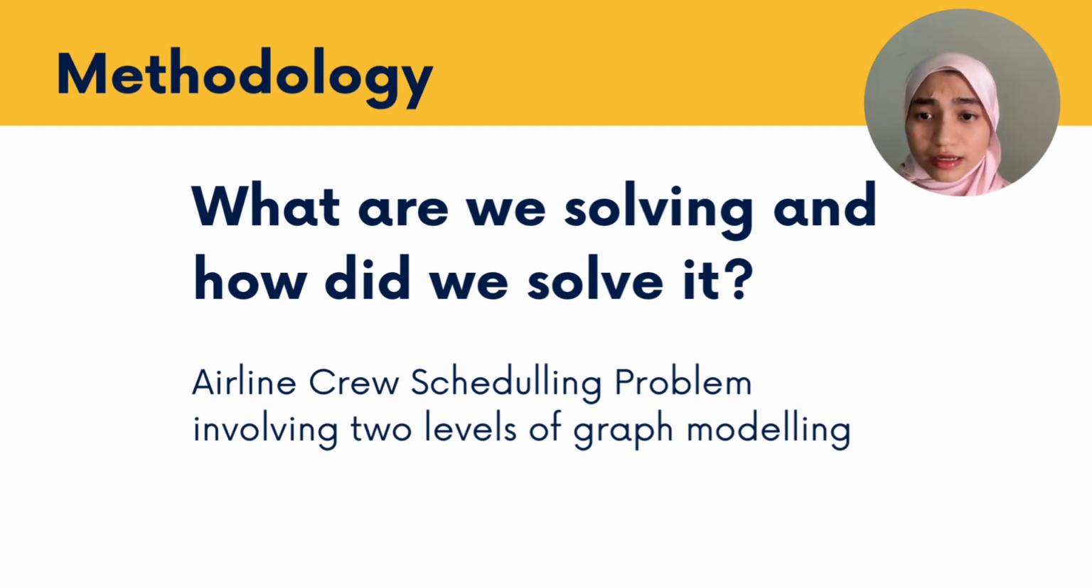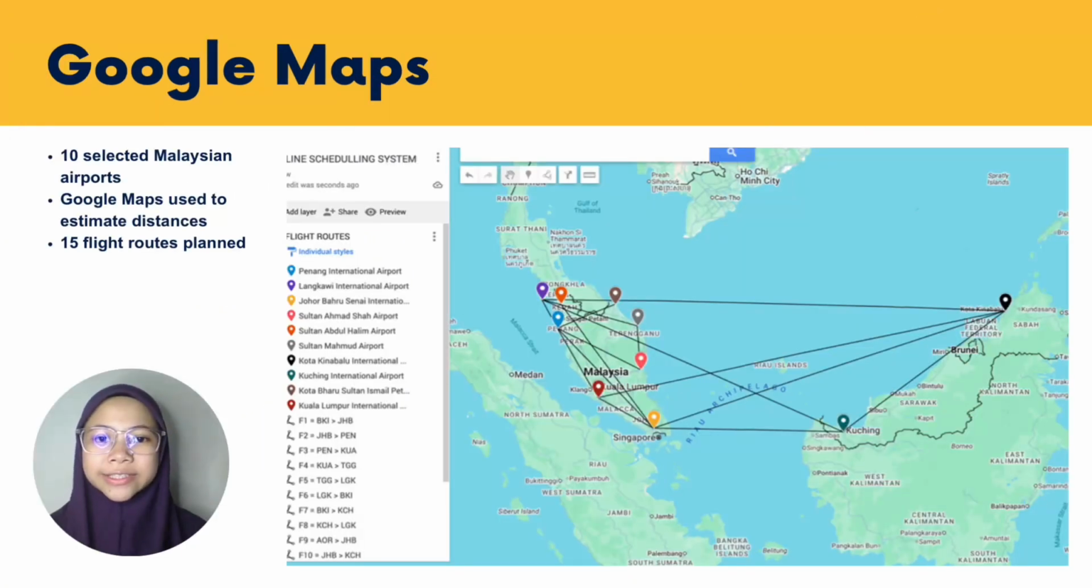And how did we solve it? Our approach involved two levels of graph modeling, the flight route graph and the flight conflict graph. First is the data collection. The data was collected from 10 major Malaysian airports using Google Maps to estimate straight line distance. A total of 15 flight routes were selected to form the scheduling network.